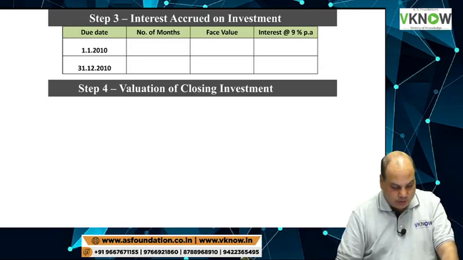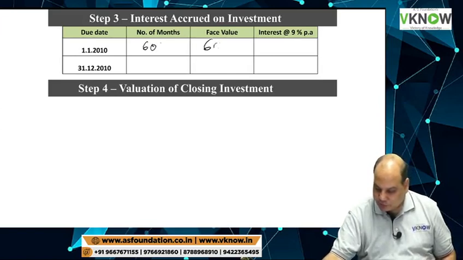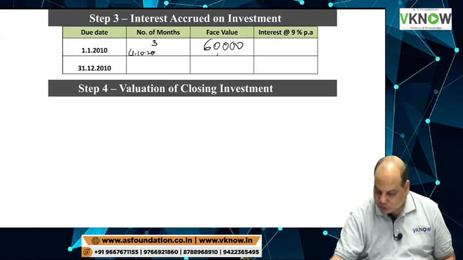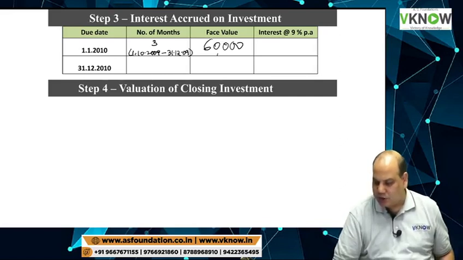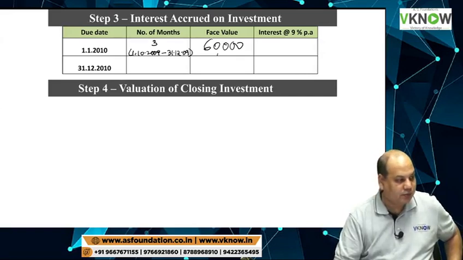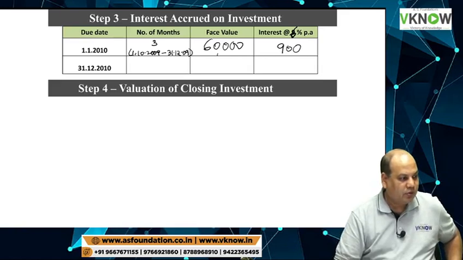On 1st January opening balance, we had an opening balance of 60,000 rupees, and interest will accrue for 3 months. Which 3 months? From 1st October 2009 to 31st December 2009. If you want to write the period, interest has accrued for October, November, December 2009. 60,000 into 6% into 3 by 12, 900 rupees. Very good.